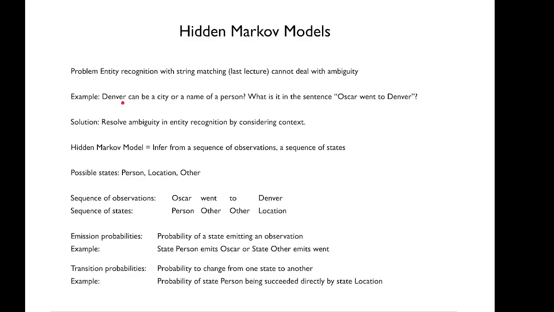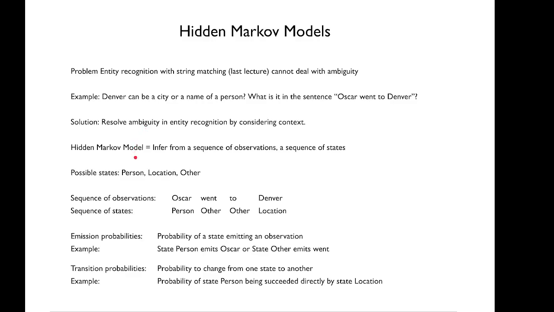So take as an example the city Denver and the name Denver, as in John Denver, "Country Roads, Take Me Home", for example. When we have a sentence like "Oscar went to Denver", did he go to the city or did he see somebody called Denver? So we want to resolve this ambiguity by taking the context of the entity into account.